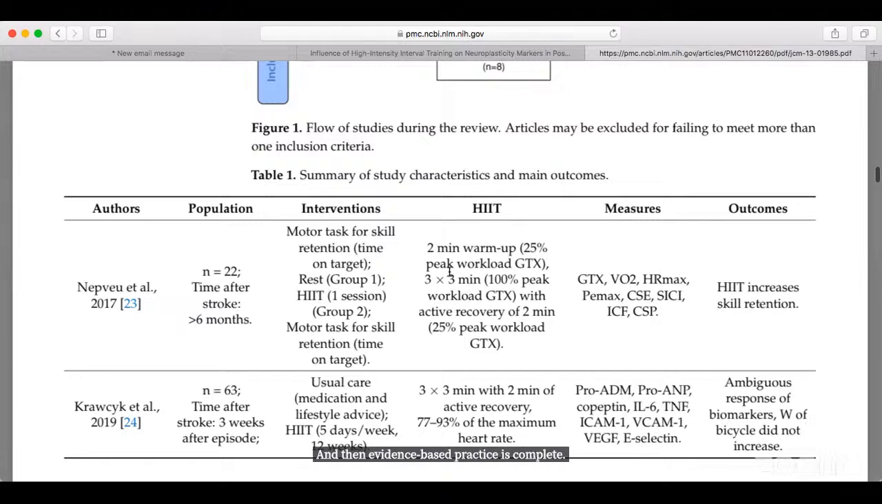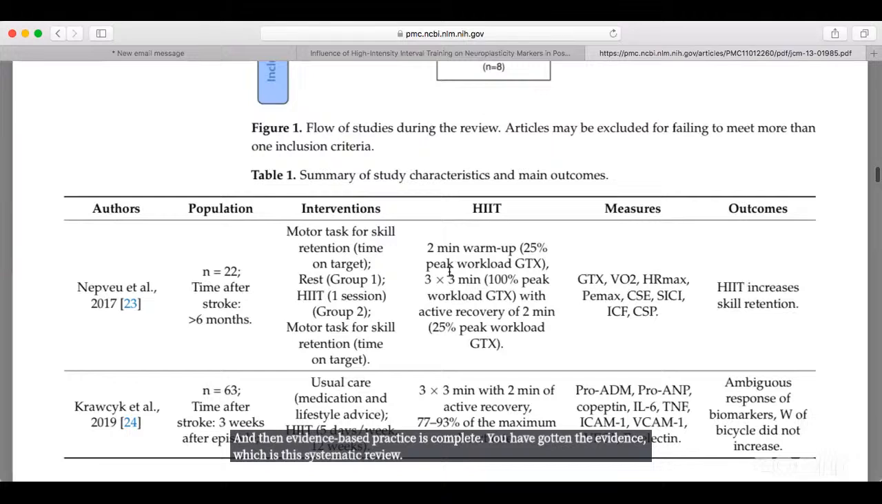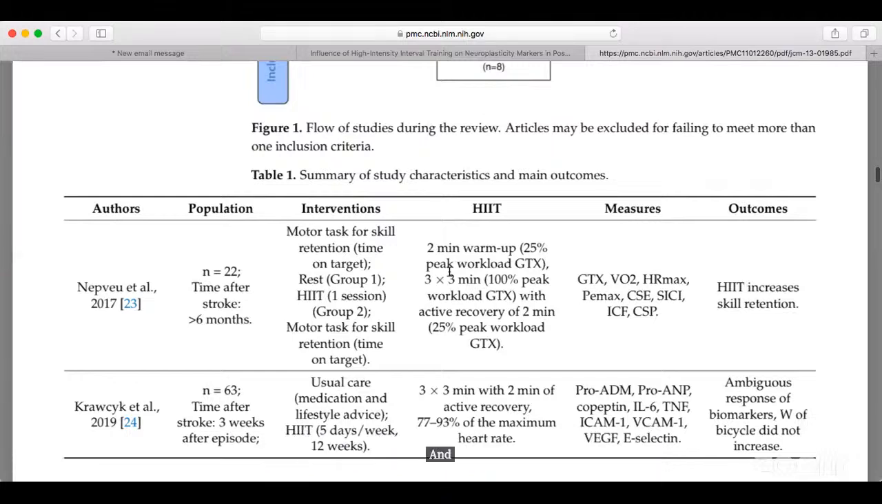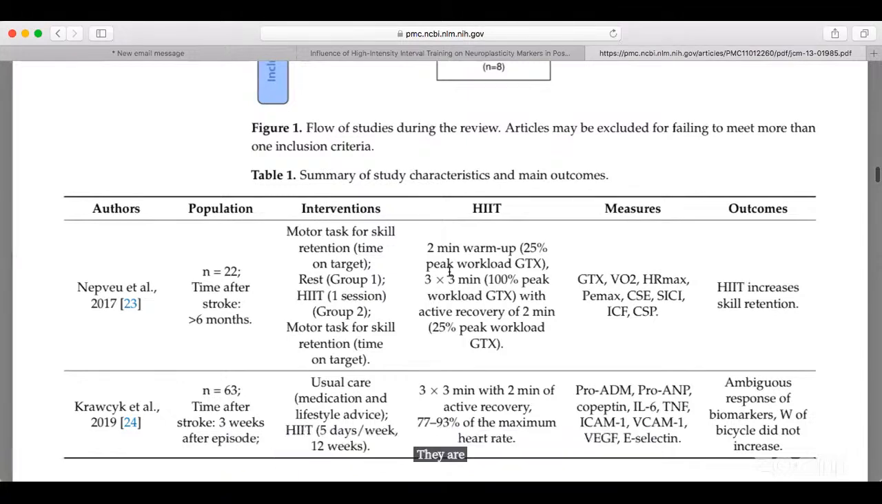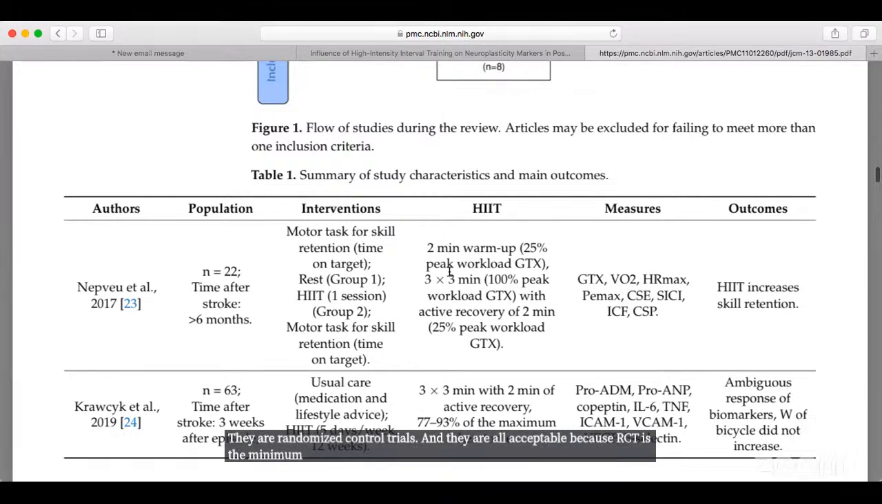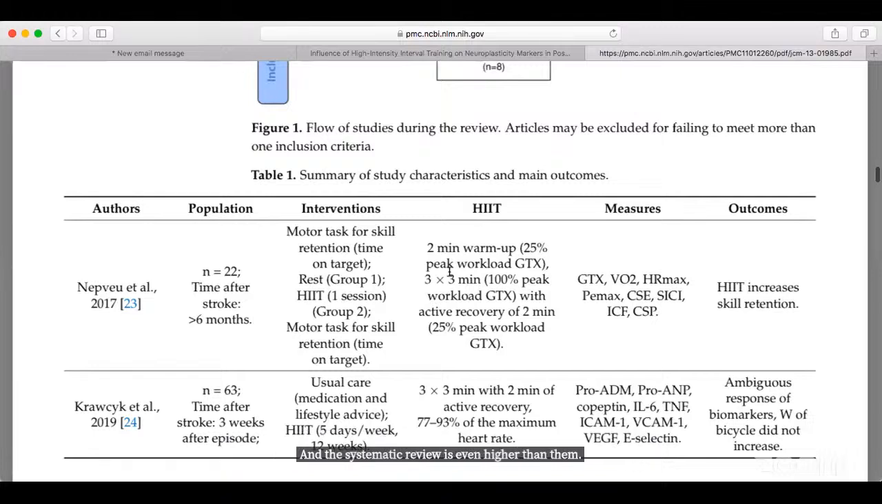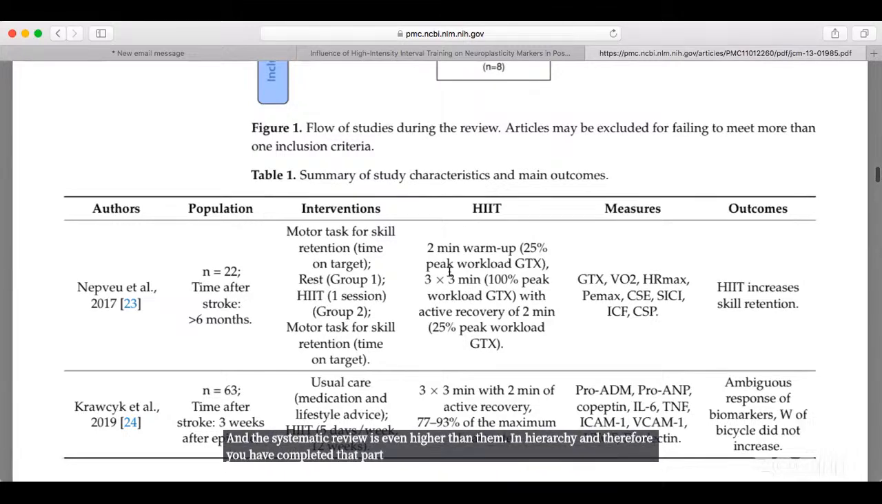You have gotten the evidence, which is this systematic review, Nepview et al., Krausik et al. 2019, and all other evidence. Each of the evidence used in this paper are randomized control trials, and they are all acceptable because RCT is the minimum for interventions. And the systematic review is even higher than them in hierarchy. Therefore, you have completed that part of fulfilling the criteria of having high quality research.